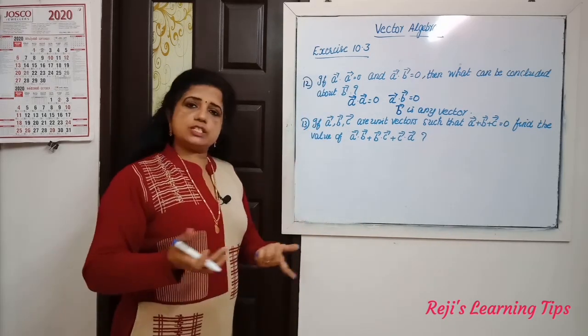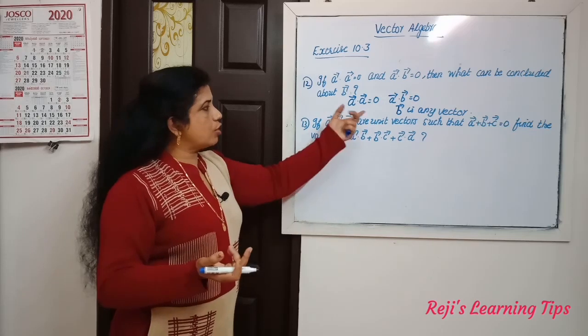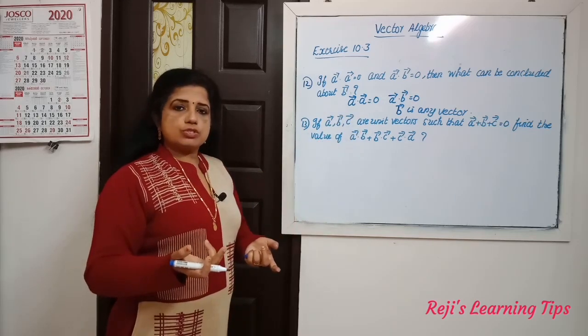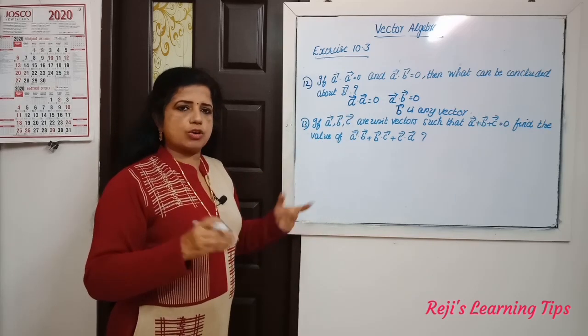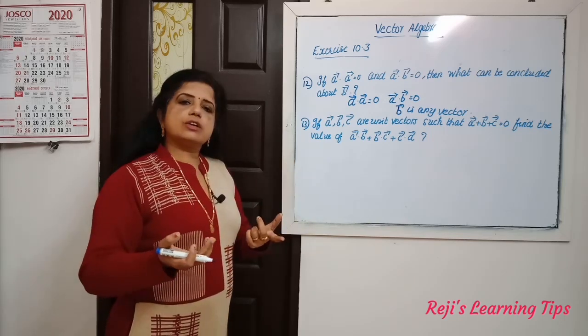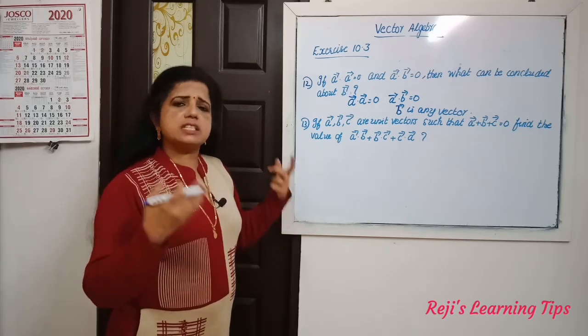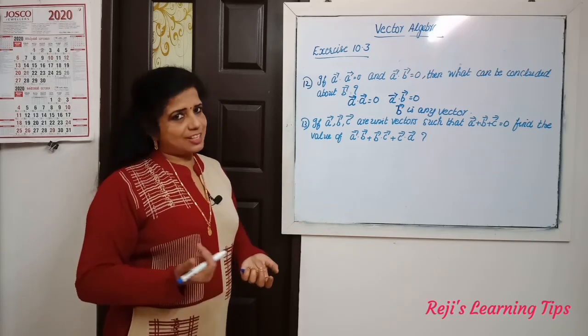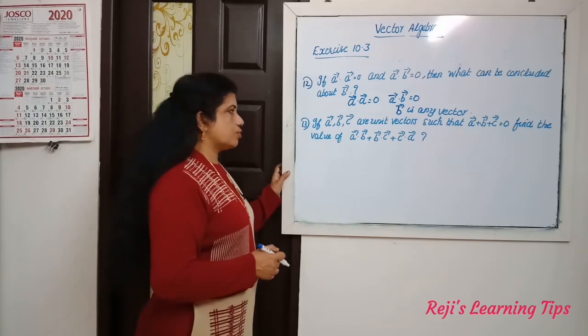A dot A means that is 0, so A is 0. A dot B means 0, since A is already 0, then 0 dot B is 0. So we know that B is not necessary to be 0, it is any type of vector. Understood? Then next, 13th question.